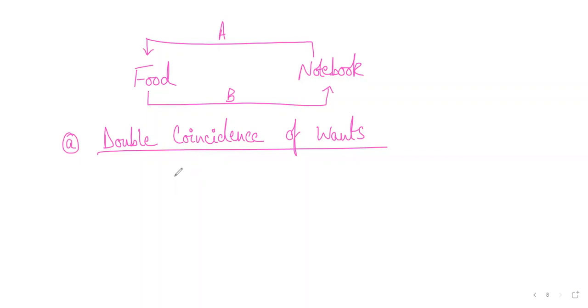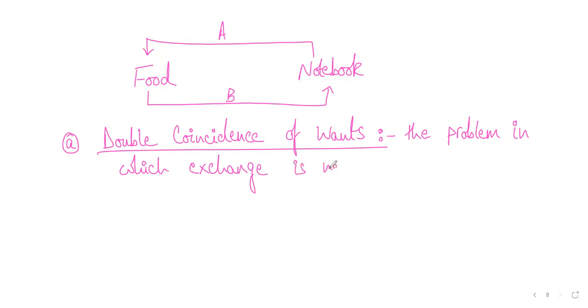That's again part of our syllabus. That's why we're discussing this, right? So double coincidence of wants, I will write down the definition right now. Double coincidence of wants means, right? The problem in which exchange cannot be possible unless you find the person that wants to buy the good that you're willing to sell and is willing to offer the product that you need.